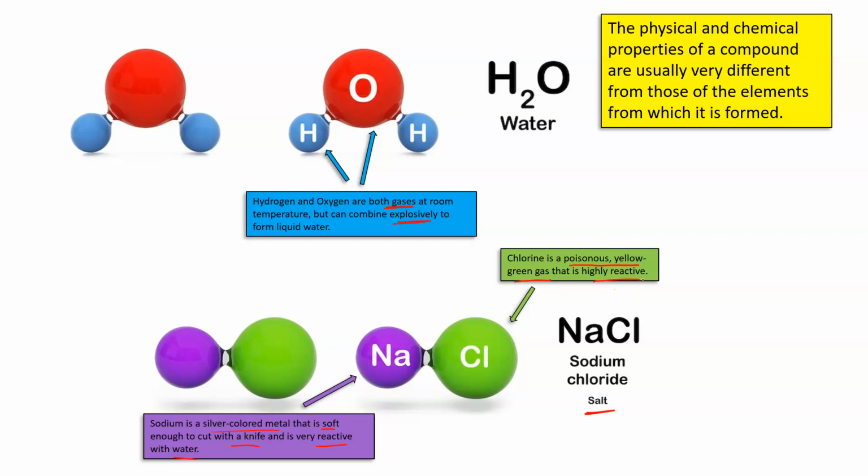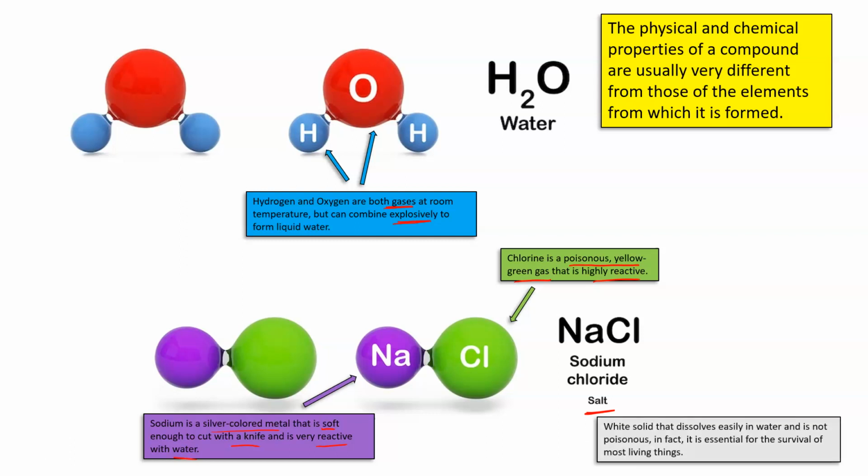And when you mix this sodium atom with a chlorine atom, which is a poisonous yellow-green gas that is highly reactive also, you get something as simple as salt, which is fundamentally vital to life in the form of one of those trace compounds that we need in our diet all the time, right? Salt is a white solid that dissolves easily in water. It is not poisonous, it is not reactive, and it is essential for survival of most living things. Okay, we cannot live without salt. Just something to think about.